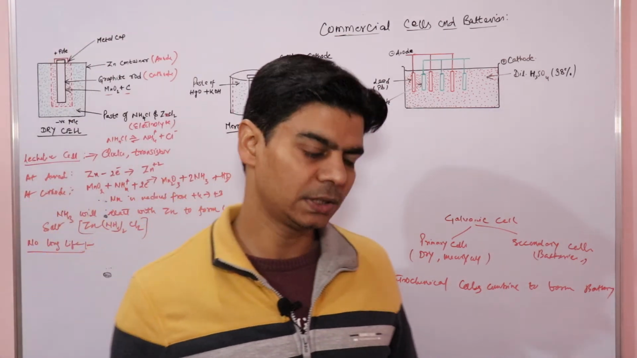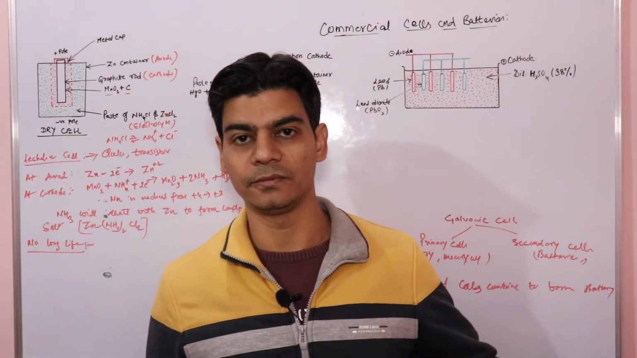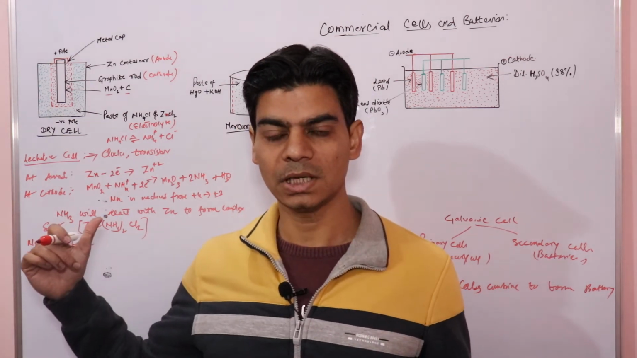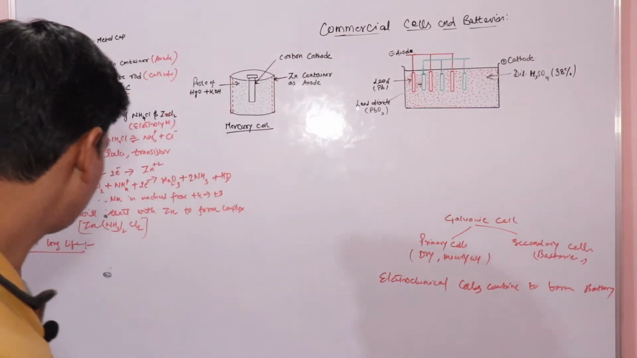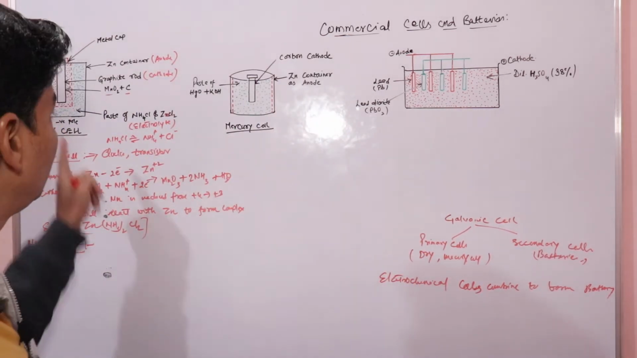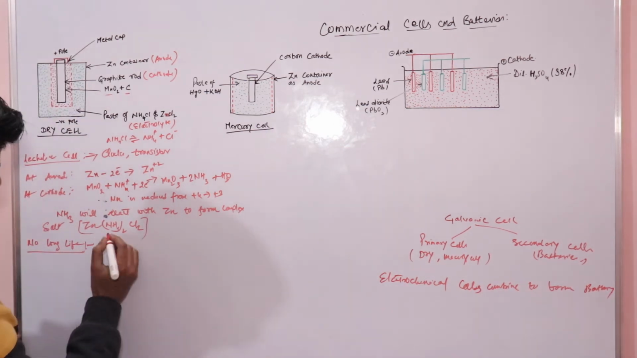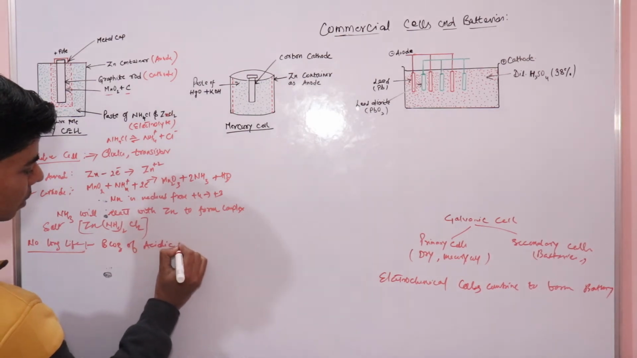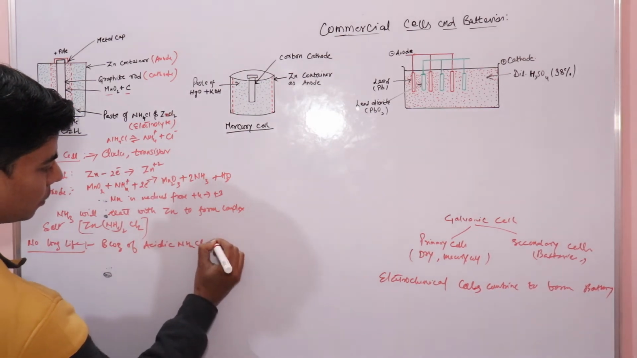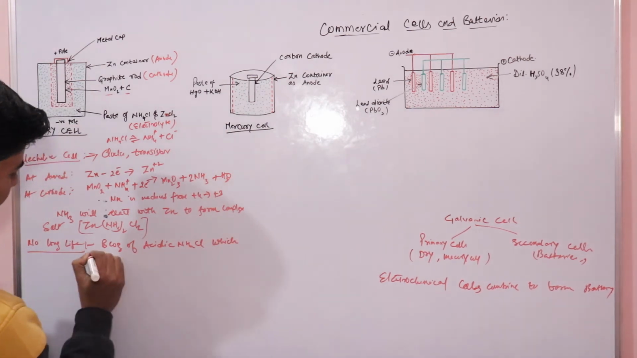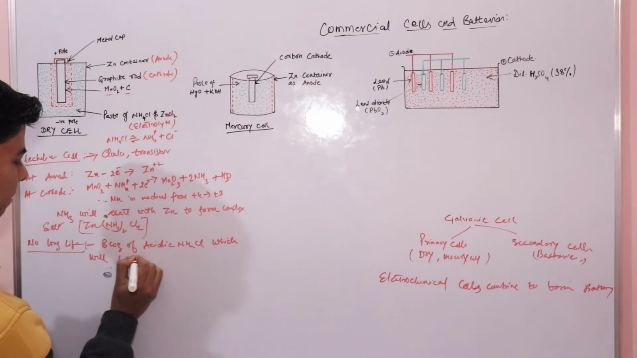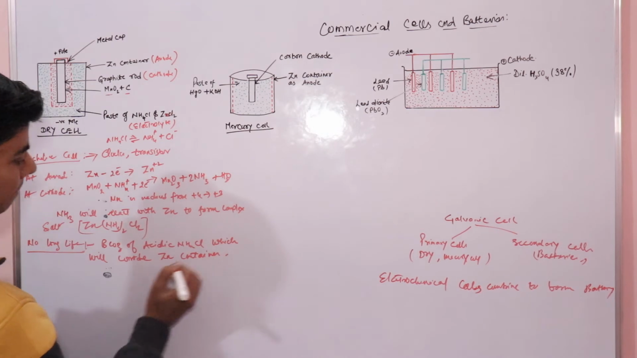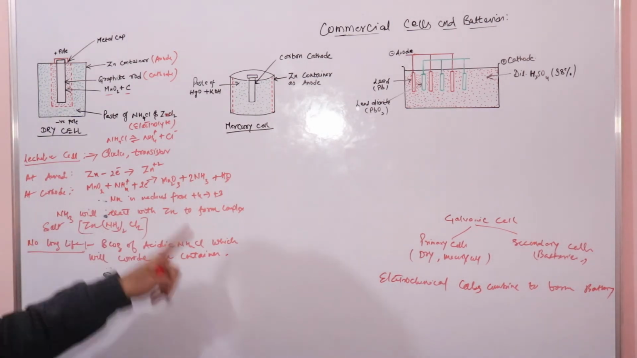That is why the cell doesn't have a long life. It keeps getting corroded from inside. So these types of cells will die after some time, because of acidic ammonium chloride, which will corrode your zinc container. No long life because of acidic ammonium chloride, which will corrode the zinc container. So this is important.